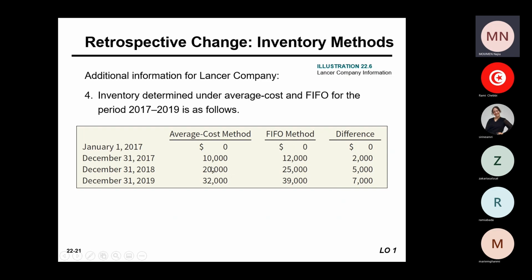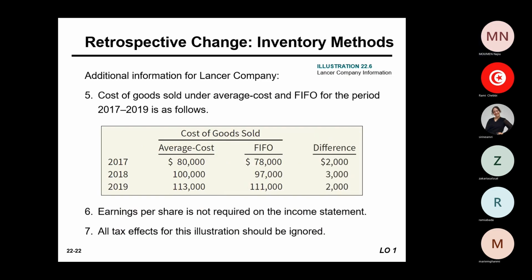In December 31, 2018, we kept using the average method, so we got an ending inventory value of 20,000. But if we had used the FIFO method in 2018, we would have an ending inventory of 25,000. So there is a difference of 5,000. December 31, 2019, we will be using the FIFO method, so we got a difference of 7,000 compared to the average cost method, okay?